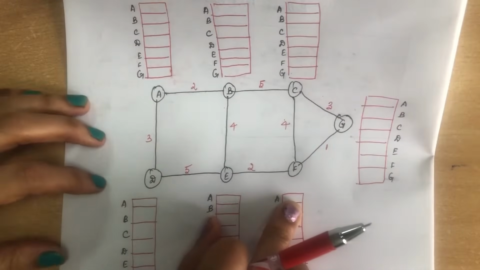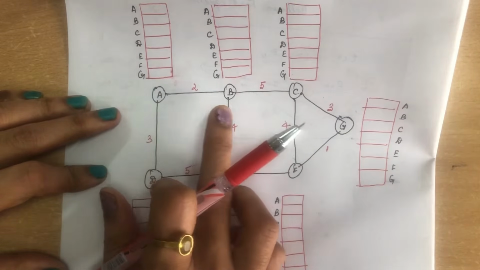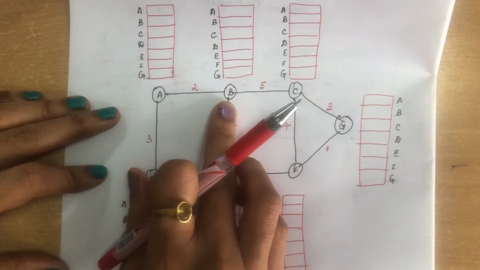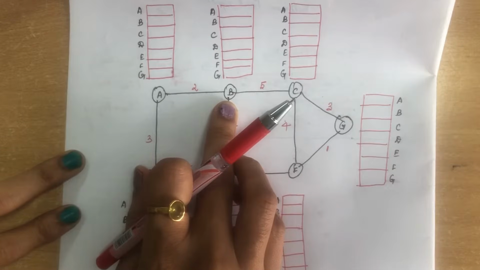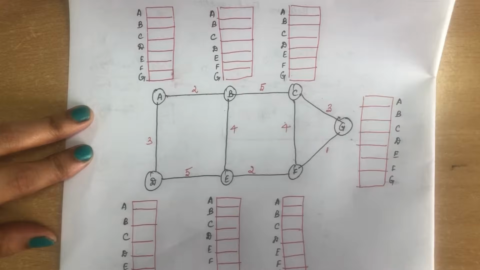After finding the distance vectors, you need to transmit this distance vector to the nearest neighbors. After transmitting it, B will update the distance vector. It will recalculate the distance vector based on the Bellman-Ford algorithm. We will see how we are going to do this.